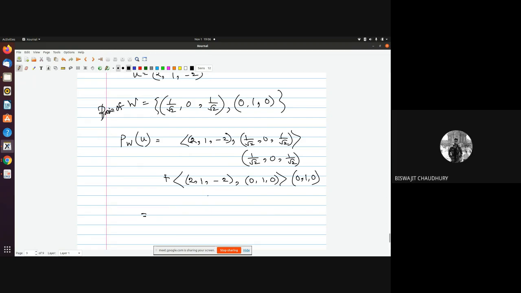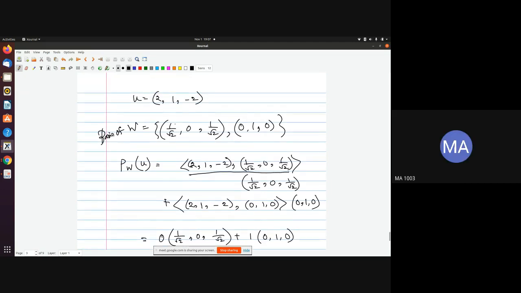Yes, sir, it is clear. Is it clear to everyone? So what is the first one? If I calculate the inner product, what will I get? 0. Correct. So the first one is basically 0. What about the second one? 1 into (0, 1, 0). So the projection I am getting is basically (0, 1, 0), on this vector itself. So if I take the projection of this in this subspace, I am getting (0, 1, 0). Is it clear?